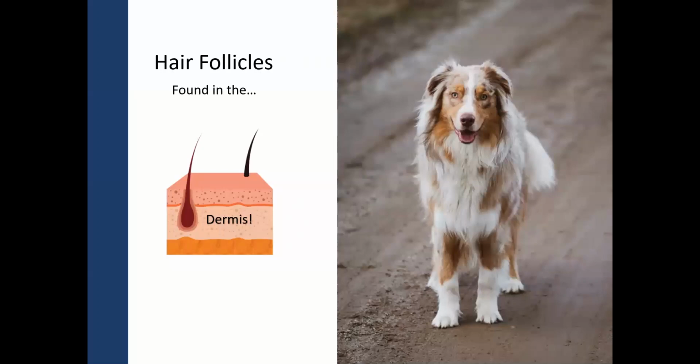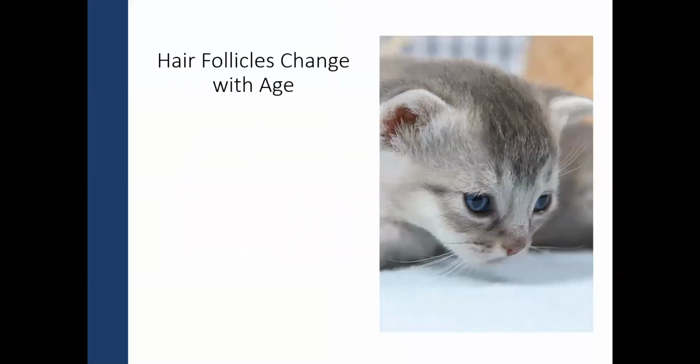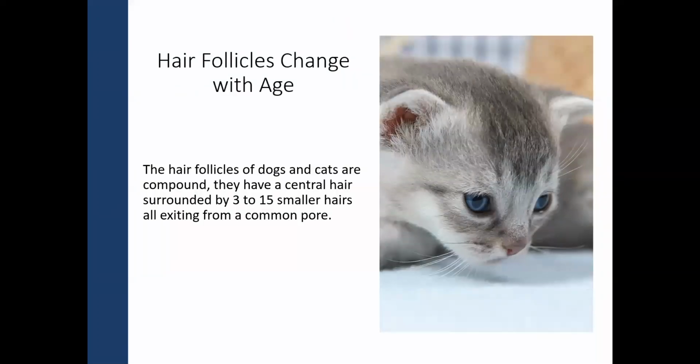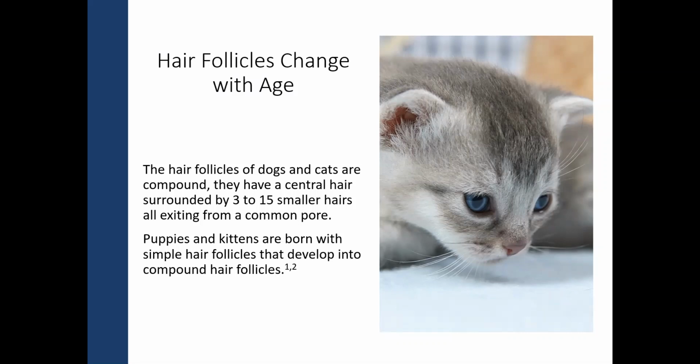Hair follicles, found in the dermis. Hair follicles change with age. The hair follicles of dogs and cats are compound. They have a central hair surrounded by 3 to 15 smaller hairs, all exiting from a common pore. Puppies and kittens are born with simple hair follicles that develop into compound hair follicles.